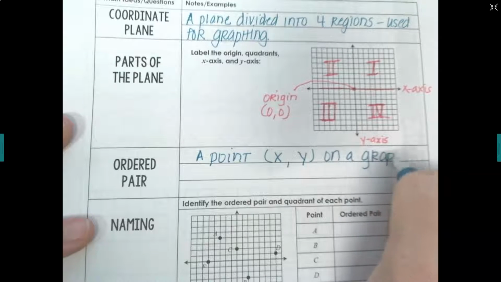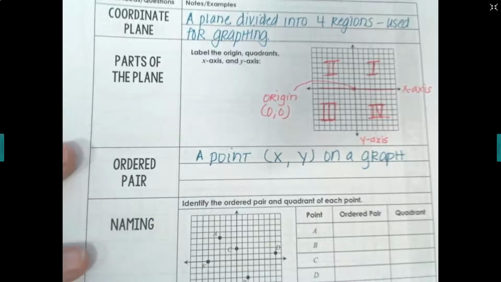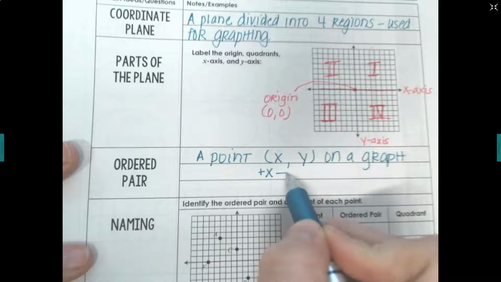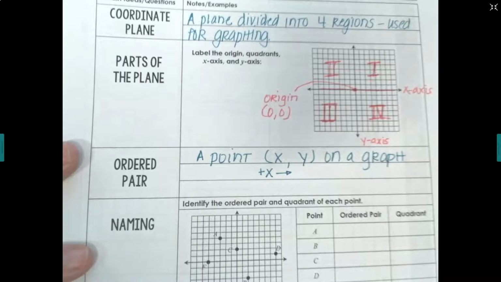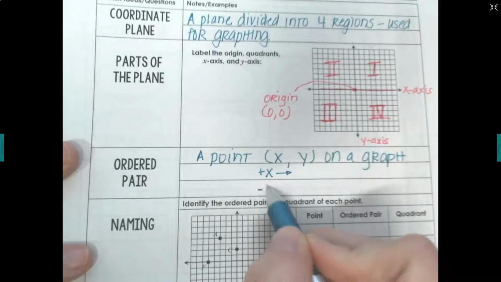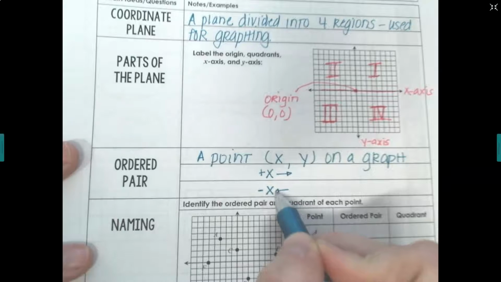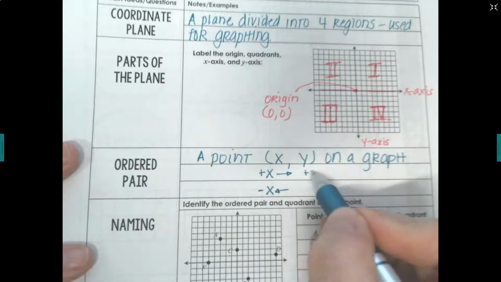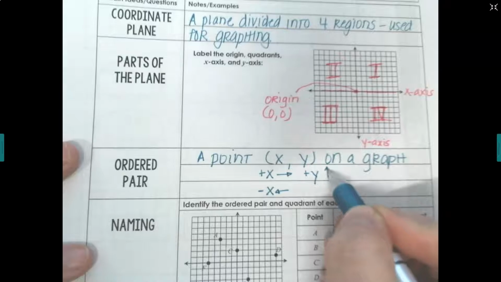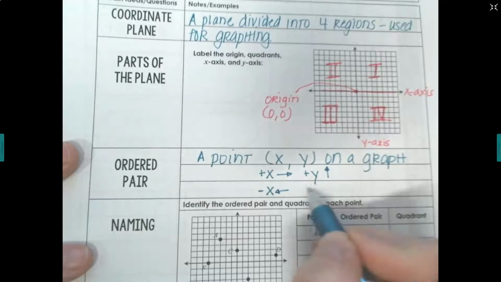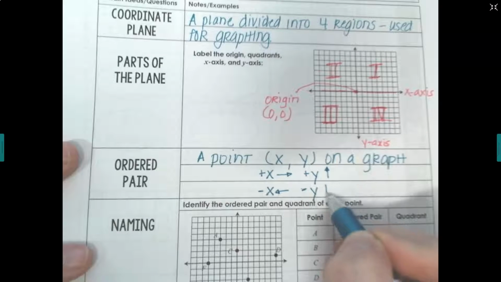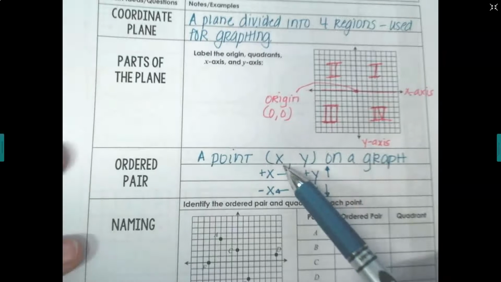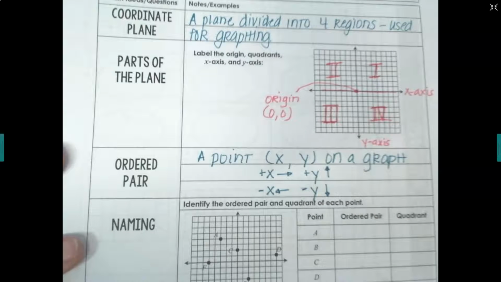So what we need to remember is when we're naming our ordered pair, if our x value is positive, that means we had to go right from the origin. If our x value is negative, that means we had to go left from the origin. If our y value is positive, that means we'll go up. And if our y value is negative, that means we'll go down. So you count left or right first for your x, and then up or down for your y.